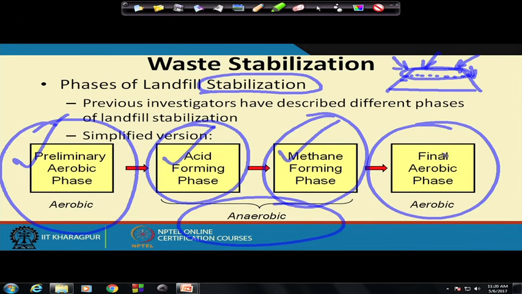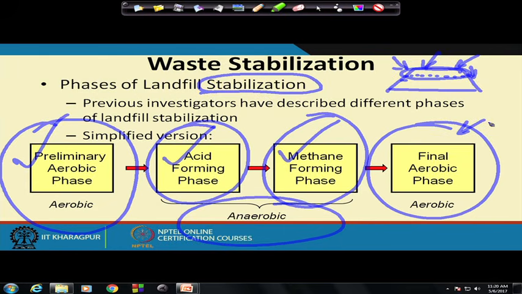So they exceed their solubility product. What happens if something exceeds the solubility product? It will precipitate down, and it will stay inside the landfill. But when it goes to this final aerobic phase, if air is getting into the system, the sulfide will become sulfate, and the hydroxide will become oxide. Once lead hydroxide gets converted to lead oxide, or lead sulfide gets converted to lead sulfate, the lead sulfate and lead oxide are soluble. Then you will start seeing them in the leachate. So those things do happen.